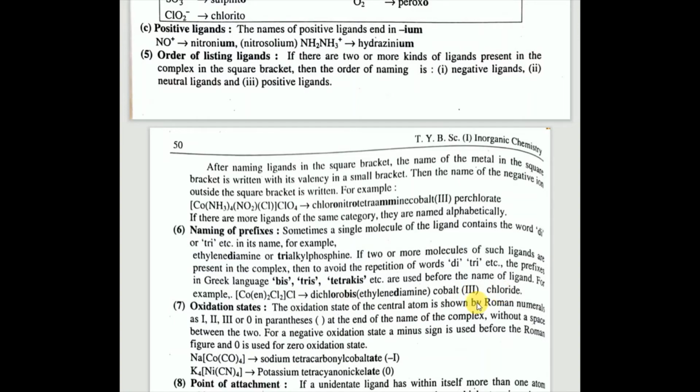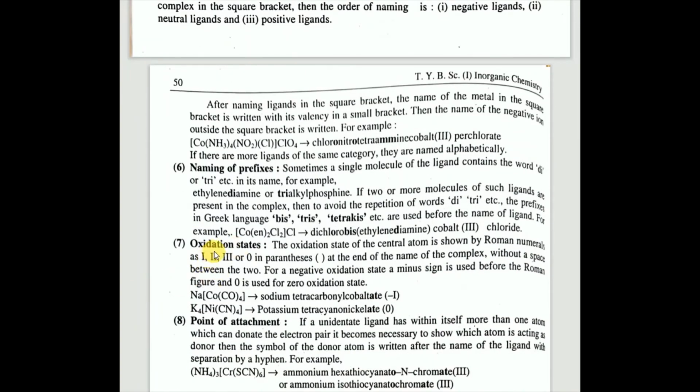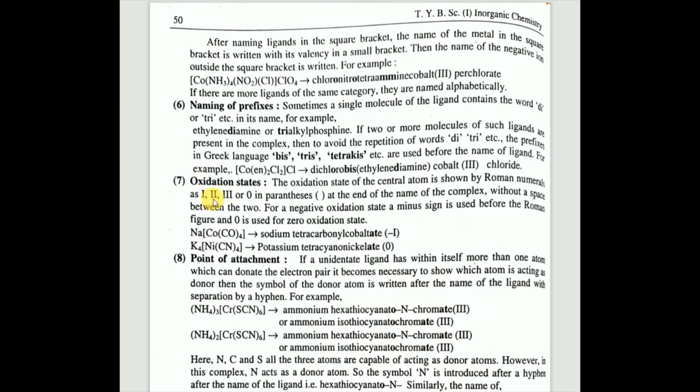Then the 7th rule is about oxidation states. The oxidation state is written in Roman numerals, 1, 2, 3 or 0, in small brackets at the end of the name of the complex without a space between the two. For a negative oxidation state, a minus sign is used before the Roman numeral, and 0 is used for zero oxidation state. If the oxidation state is 1, we write I in Roman numerals. If it is 2, we write II. If it is 3, we write III. If it is 0, we write 0. If the oxidation state is minus 1, we write minus I in small brackets.